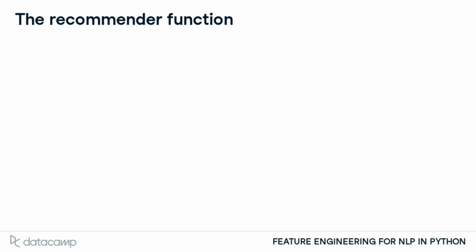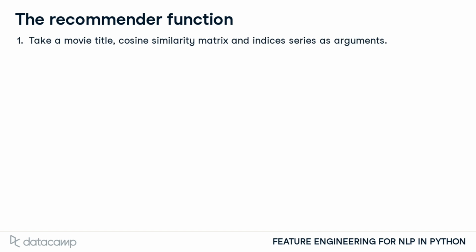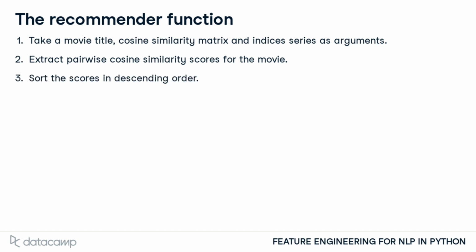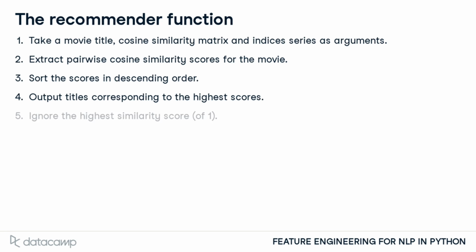The recommender function takes a movie title, the cosine similarity matrix, and an indices series as arguments. The indices series is a reverse mapping of movie titles with their indices in the original data frame. The function extracts the pairwise cosine similarity scores of the movie passed in with every other movie. Next, it sorts these scores in descending order. Finally, it outputs the titles of movies corresponding to the highest similarity scores. Note that the function ignores the highest similarity score of 1. This is because the movie most similar to a given movie is the movie itself.